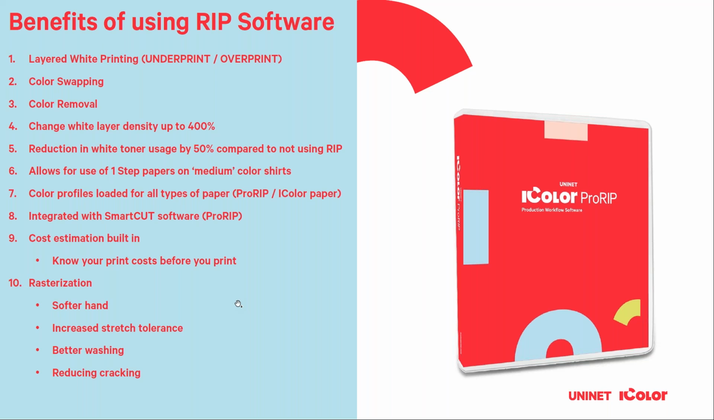The RIP will also help you with basic editing, such as color removal and color swapping. It could change the density of white applied. We typically set it for textile paper for 200 or 210%, but there may be instances where you want less or more white, which you certainly do. We talked about the smart application of white toner, only where it's needed, using the default settings. And putting more white, for example, allows you to use a one-step paper on what we call medium colored shirts, like a baby blue or a gray.